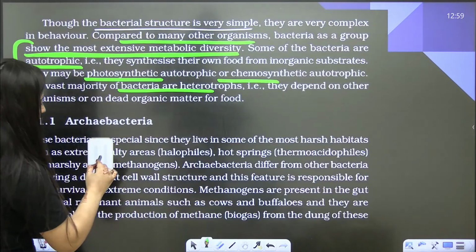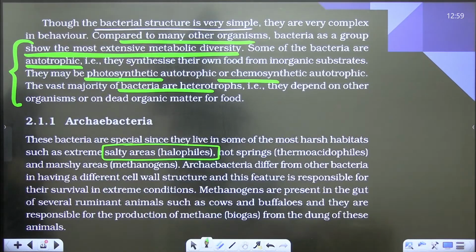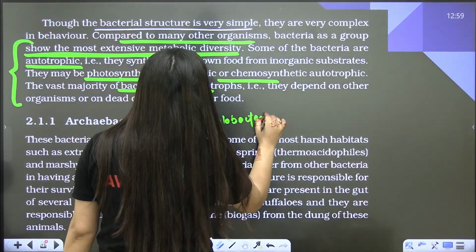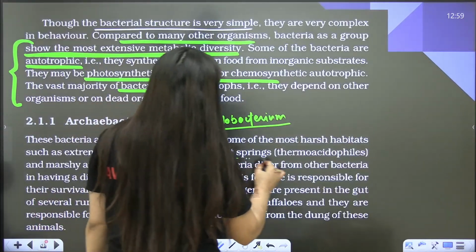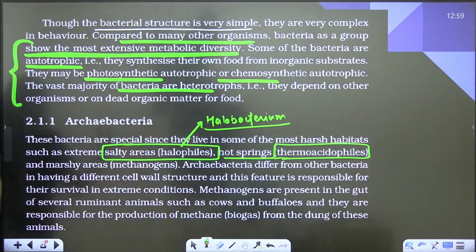The ones that can survive in salty areas are the halophiles. They can survive in saline conditions. Halobacterium is the example. It's a very simple example. Then hot springs: thermoacidophiles. Thermo is associated with temperature, and acido with acidity. We can see them in hot sulphur springs as well.